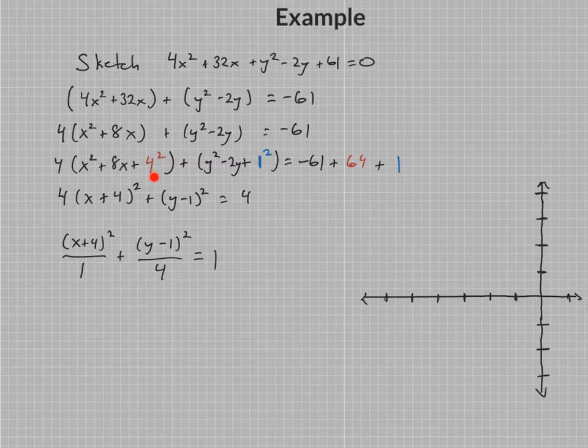Now I've added a 4 squared inside. That's 16, but I also have to multiply that by 4. 4 times 16 is 64. So by putting the 4 squared in this thing, I've actually added 64 to this side.